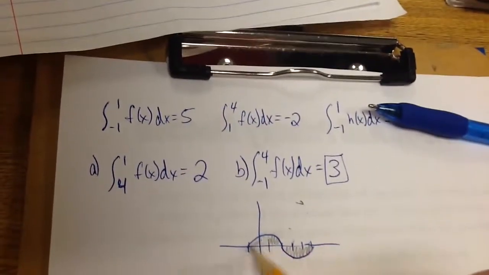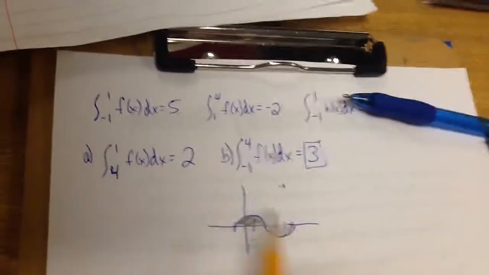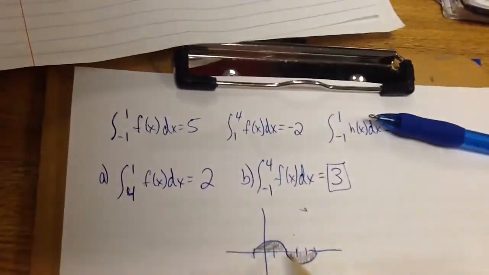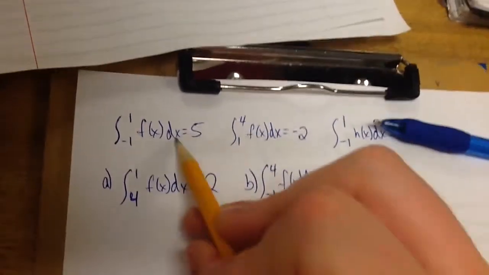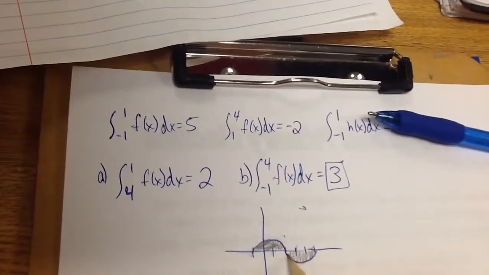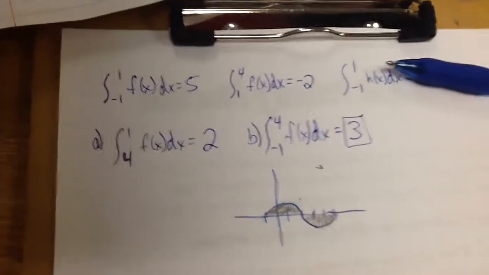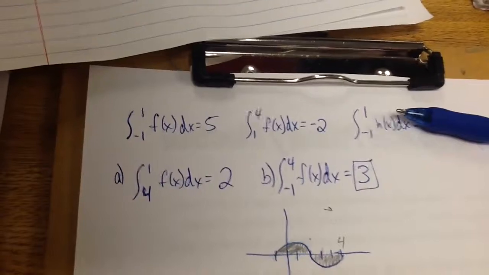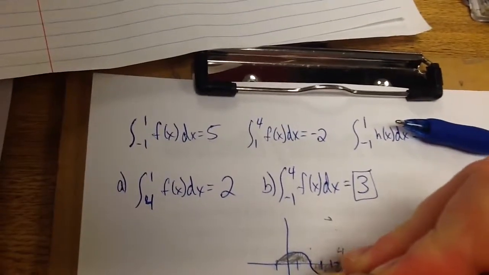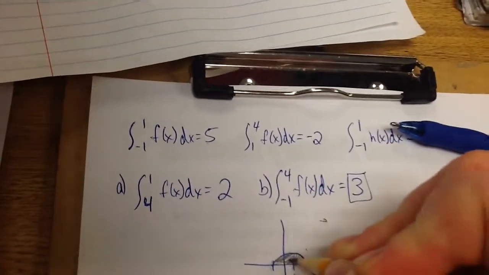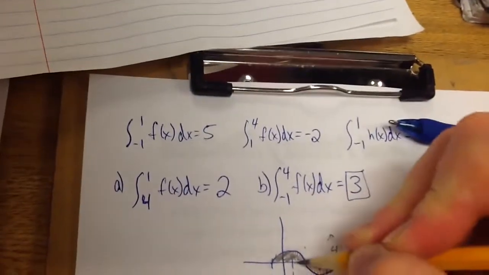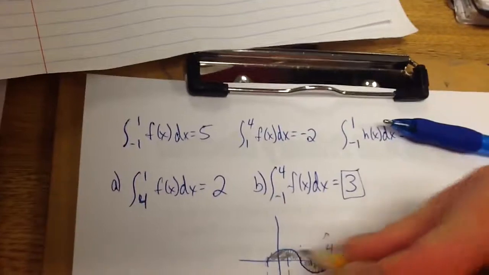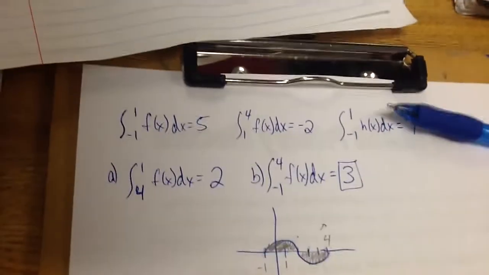So this is just asking if I go from -1 to 4. My picture's stupid, but hopefully you can see that if you go from -1 to 1, and then from 1 to 4, you would just add those areas together to get the whole area that you wanted. From -1 to 1, it was 5. From 1 to 4, it was -2. And if I go from -1 to 4, I just add what I had for both of those together. It's 3.